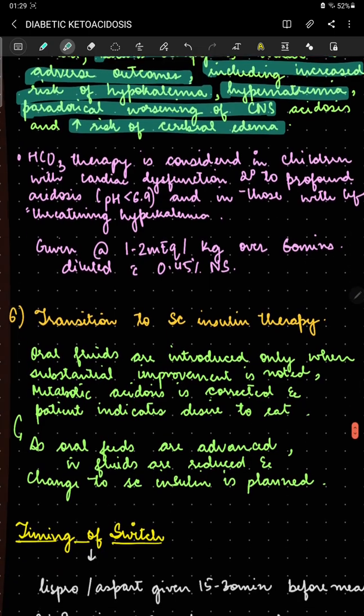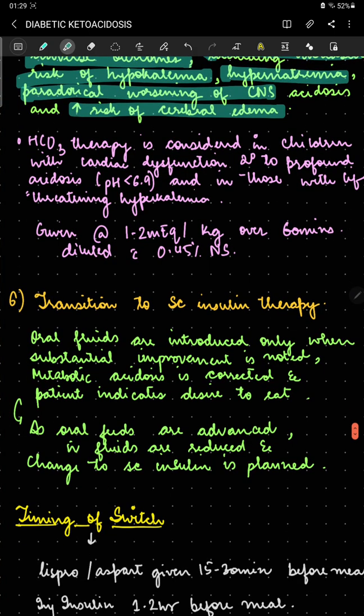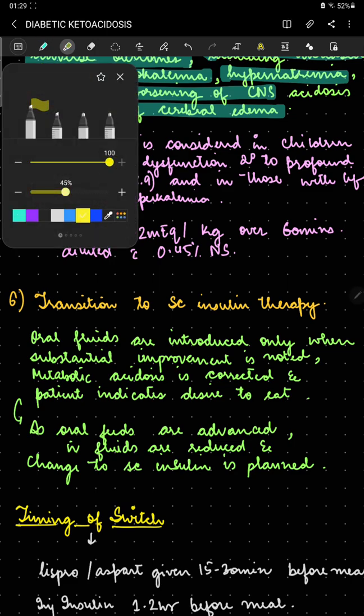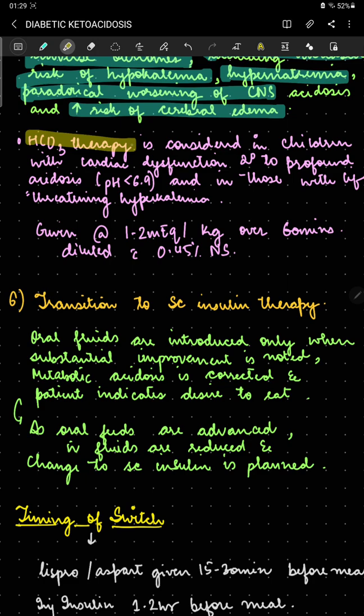So bicarb therapy is considered in children with cardiac dysfunction that is secondary to profound acidosis, and in those that have very life-threatening hyperkalemia. Okay, bicarb therapy is now reserved for these cases only: when the child has cardiac dysfunction due to profound acidosis, and second, when there is any life-threatening hyperkalemia.